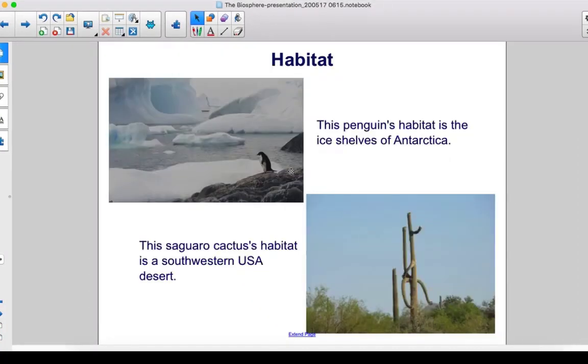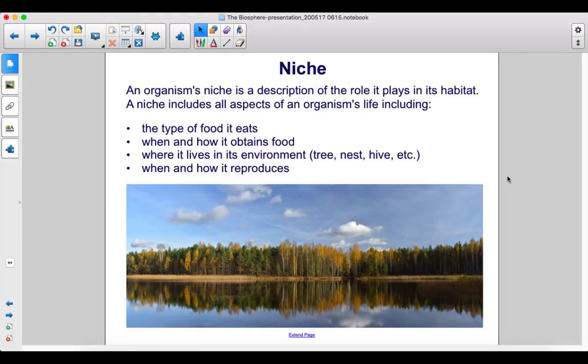This penguin's habitat is the ice shelves of Antarctica. This saguaro cactus's habitat is a southwestern USA desert. An organism's niche is a description of the role it plays in its habitat. A niche includes all aspects of an organism's life, including the type of food it eats, when and how it obtains food, where it lives in its environment (tree, nest, hive, etc.), and when and how it reproduces.